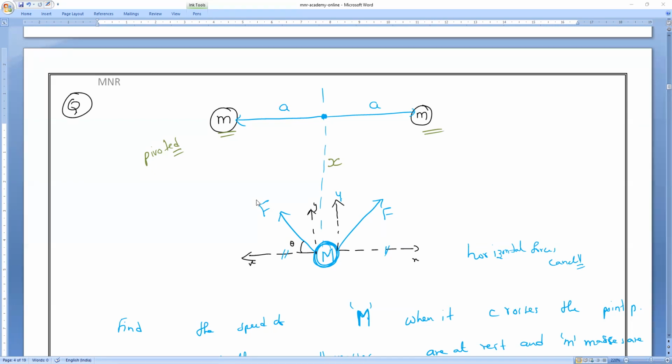No change in distance. Then what will happen? Potential energy will never change. Constant. Understanding? Potential energy remains constant. That is what.